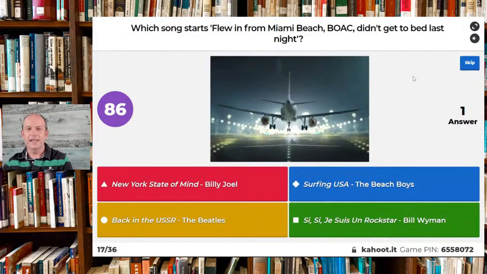Is it New York State of Mind by Billy Joel? Is it Surfing USA by the Beach Boys? Is it Back in the USSR by the Beatles? Or Si Si Je Suis Un Rockstar by Bill Wyman? So, which song starts with that line? Flew in from Miami Beach, B-O-A-C. Didn't get to bed last night. Is it Billy Joel, the wonderful Billy Joel with New York State of Mind? Surfing USA by the Beach Boys, Back in the USSR by the Beatles, or Si Si Je Suis Un Rockstar from Bill Wyman? Who could have put in an appearance in the next question, I think.